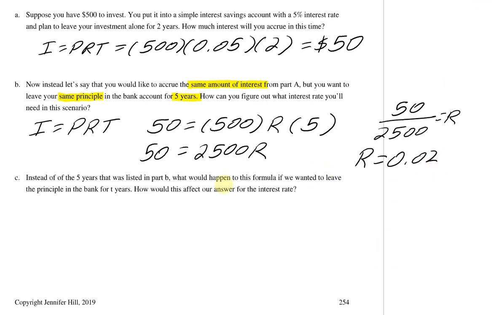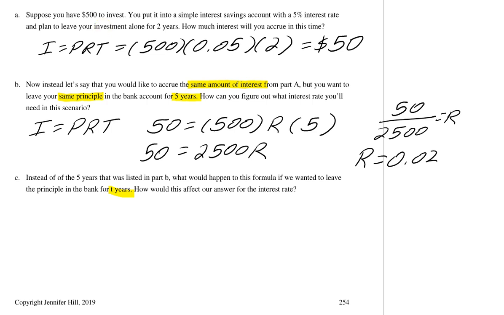Now on to the last question. Instead of the 5 years that was listed in part B, what would happen to this formula if we wanted to leave the principal in the bank for T years? How would this affect our answer for the interest rate? Okay, so this question is definitely a little bit strange, right? Let's just break down everything. It's telling us that we want to have a very similar setup to the last one, but now instead of putting in a number for years, we want to put in T.